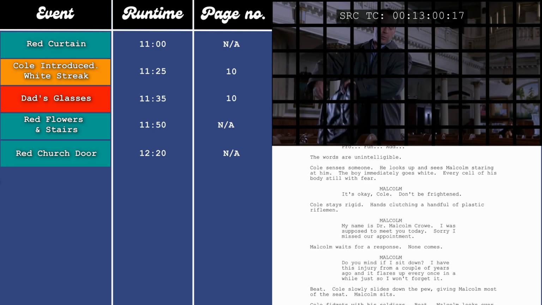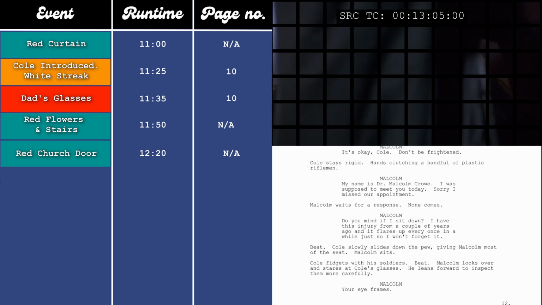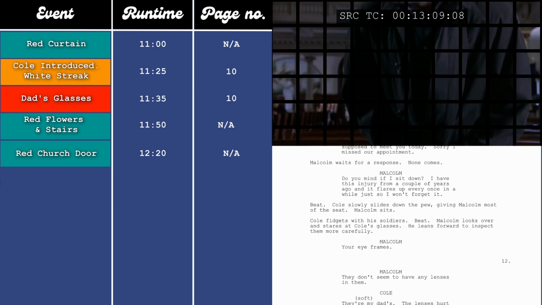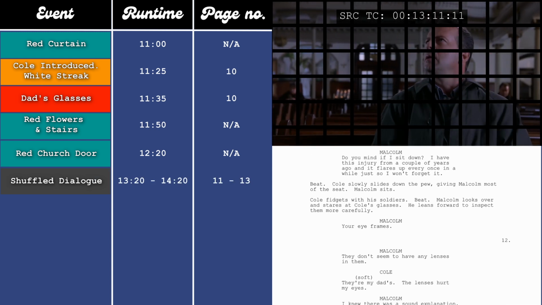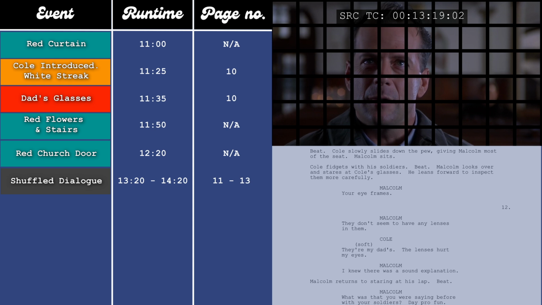The dialogue at the start of their conversation, between 13-minute 20 and 14-minute 20, which is pages 11 to 13 in the script, is basically the same. It's just shuffled round in a different order. So in the film, it starts off with them talking about the church. In the olden days, in Europe, people used to hide out in churches.